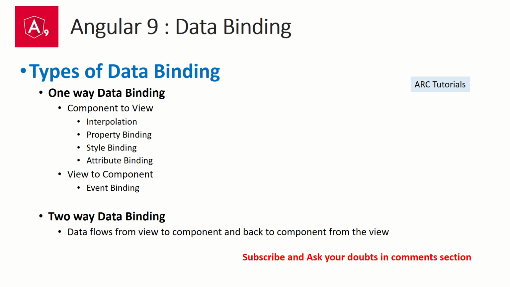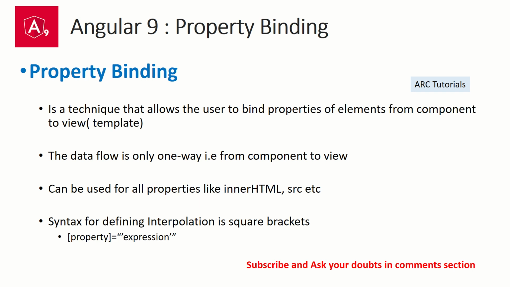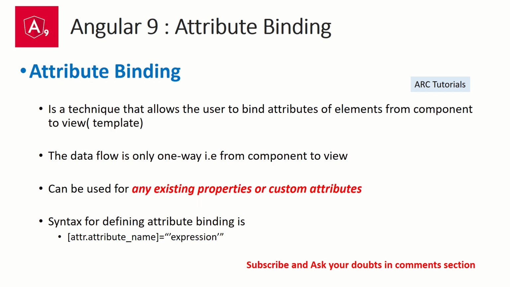Unlike the previous ones, this happens from view to component. So remember, whenever we talk about interpolation, property binding, attribute binding, it goes from component to the template. That is one way. But with respect to event binding, it will go from template, from the view, to the component class. We will learn about it now, how to use it, how to write the syntax. If you have missed out on the previous tutorials, please do refer to interpolation, property binding, attribute binding. These are all types of one-way bindings from component to view.